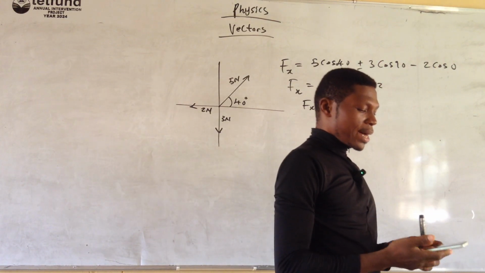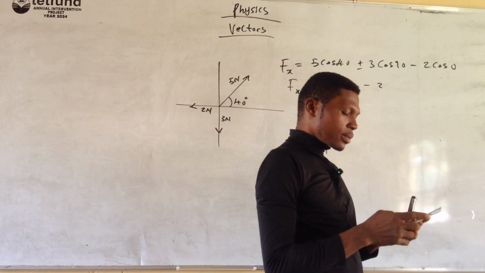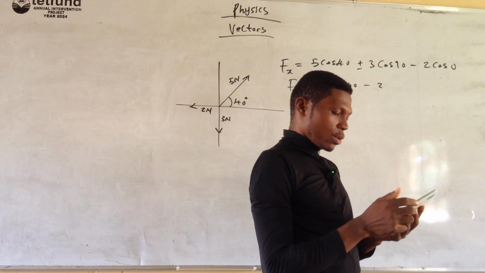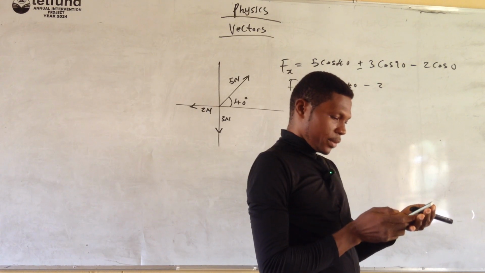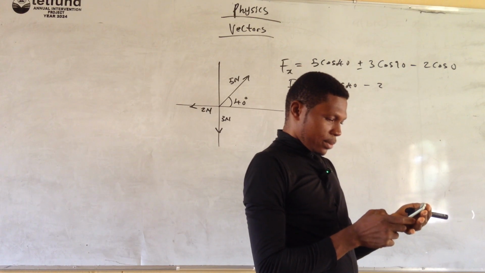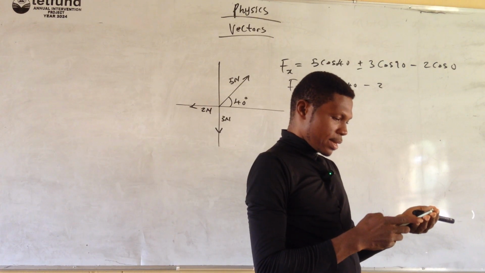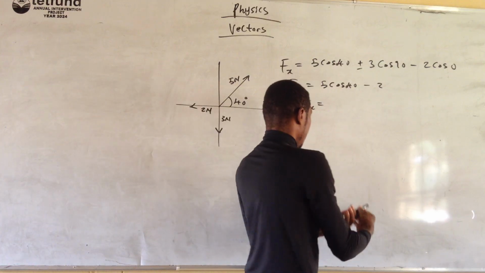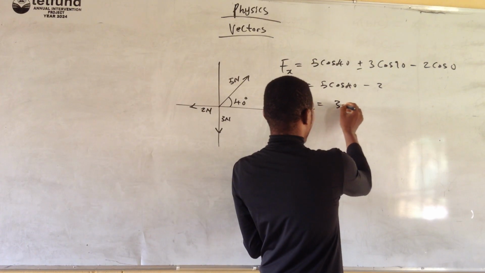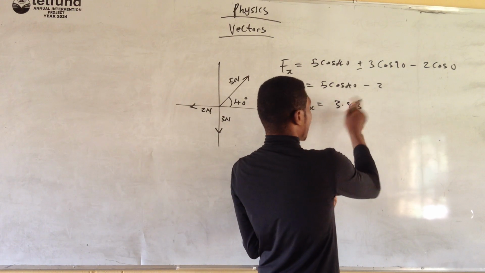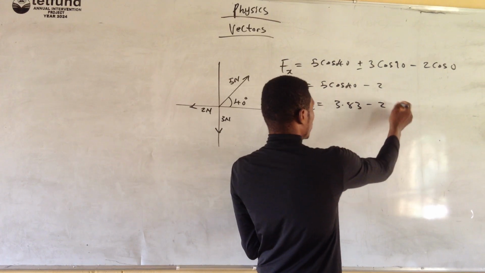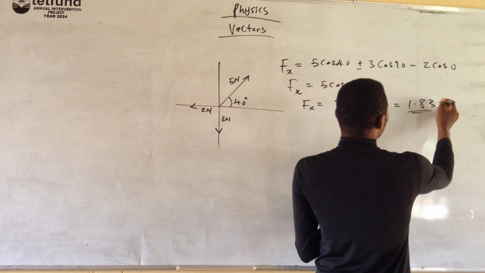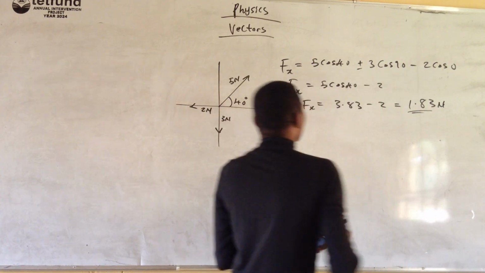So 5 cos 40 minus 2 will give us, that is 5 cos 40, okay? Then 5 cos 40 is 3.83 approximately, minus 2 will give us what? 1.83. So this is it, 1.83 newtons. So this is my Fx.